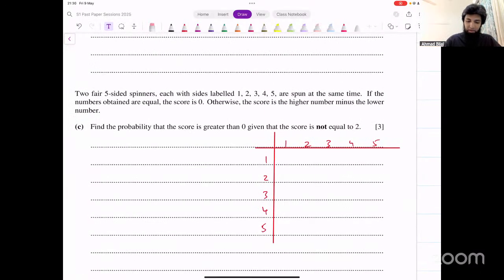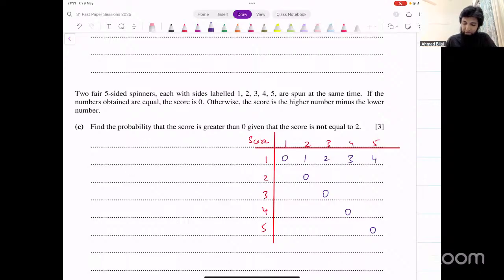How is score calculated? The score is 0 if the numbers are equal. So that means 1 and 1, the score is going to be 0. 2, 2 as well. 3, 3 gives 0. 4, 4 gives 0. 5, 5 gives 0. So on the diagonal, the scores are 0. Otherwise, the score is the higher number minus the lower number. So 2 minus 1 is 1. 3 minus 1 is 2. 4 minus 1 is 3. 5 minus 1 is 4.